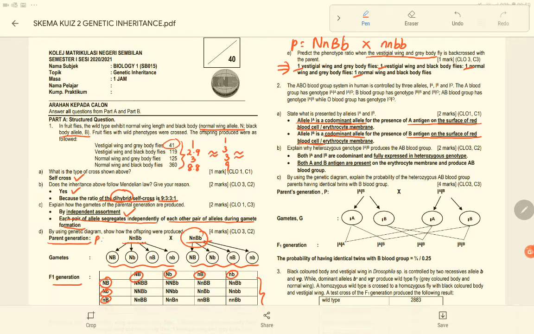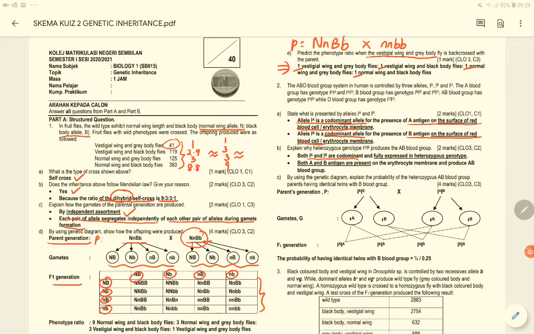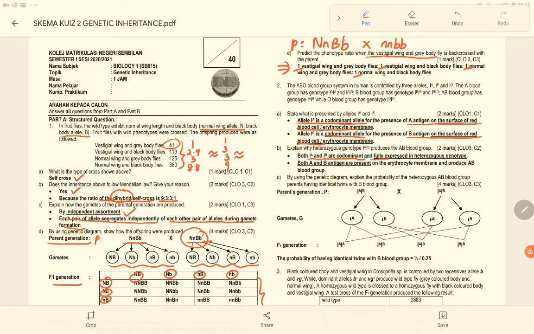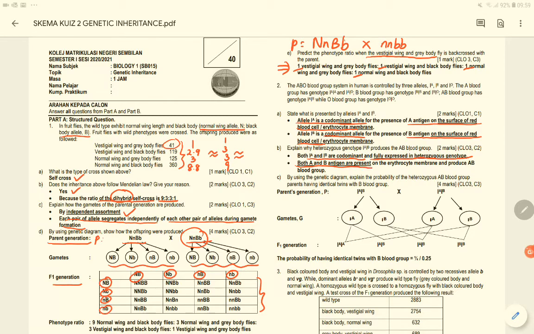Explain why heterozygous genotype IAIB produces AB blood group. You say IA and IB are codominant and they are fully expressed in the heterozygous genotype. Both A and B antigens are present on the red blood cell, and produce the AB blood group.